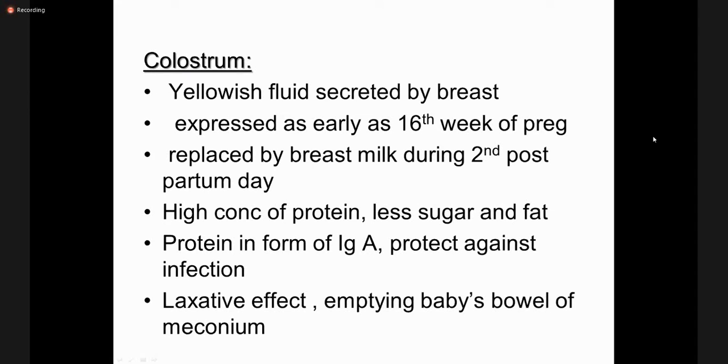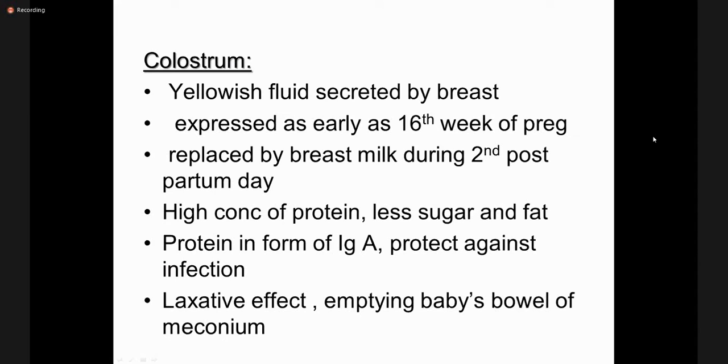Which type of protein? In the form of IgA. IgA is the immunoglobulin which protects the baby against infections. Colostrum also has a laxative effect, and it causes the emptying of the baby's bowel with the first stool, which is the meconium, the greenish stool which the baby passes. So the colostrum is very healthy for the baby.